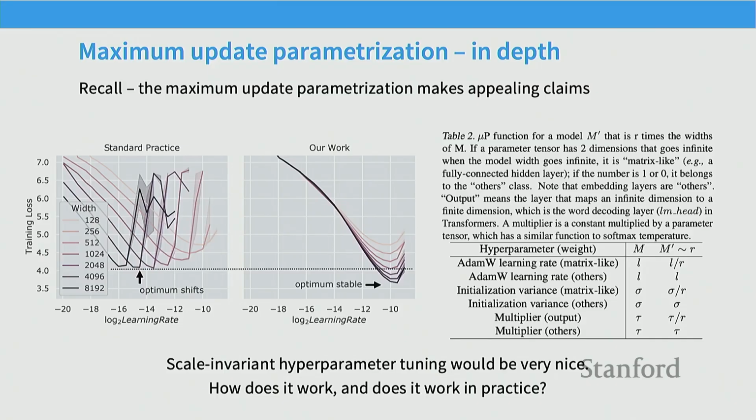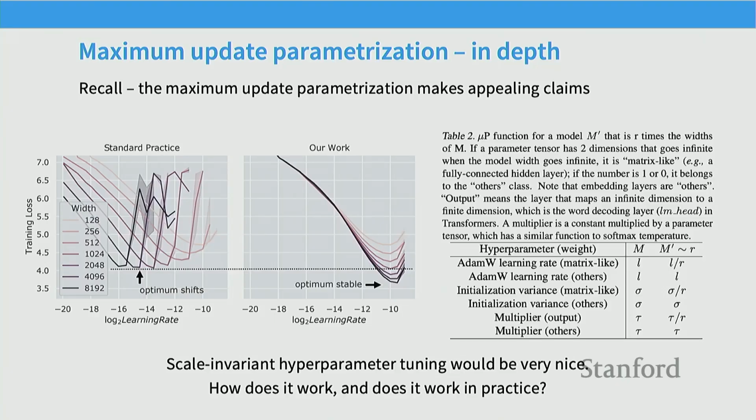So MuP, just as a recap of last lecture, is this approach where, when we train these models, as we make them bigger, we need to change certain hyperparameters, right? On the left-hand side of this plot here, you see that as you make models wider, in this case like an MLP, the optimum learning rate shifts downwards. So you need smaller learning rates for these bigger models. And that's a really big problem, potentially, because then you need to tune your learning rates at the very large scale, right? And that's going to be very computationally expensive. It's going to be a huge problem.